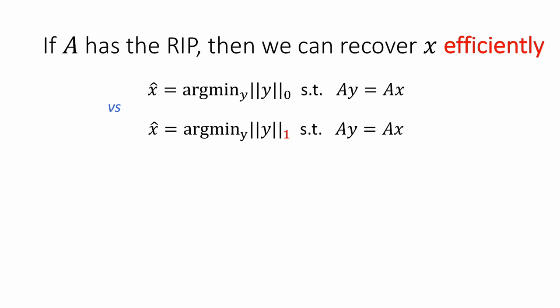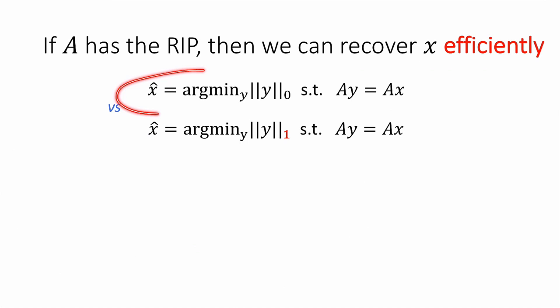So this leads us to the real reason that we want the restricted isometry property in this application. The restricted isometry property was overkill for the previous slide. There are weaker conditions that guarantee inefficient recovery of x. But the reason we want the RIP here is that if A has the RIP, it turns out that we can also recover x efficiently. We're not going to go into the details in this video, but here's the basic idea.